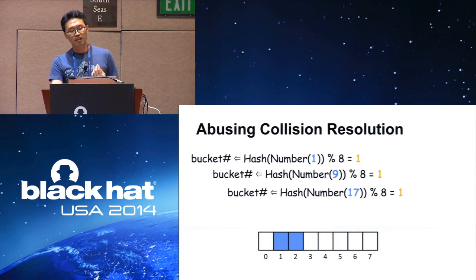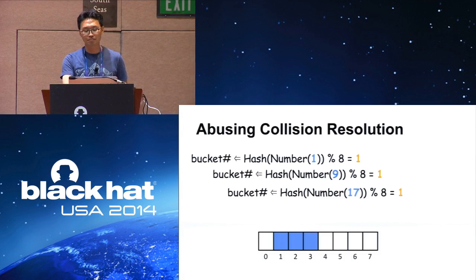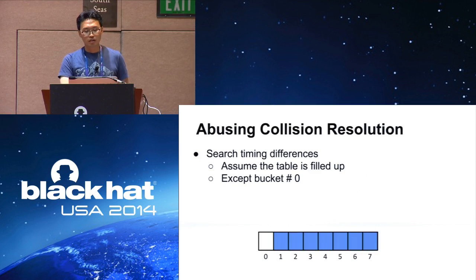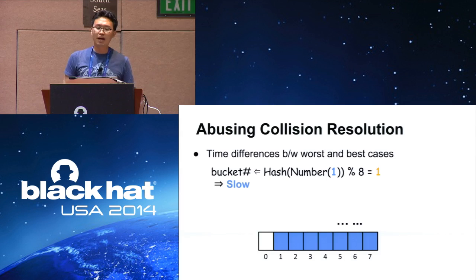And then if you again try to insert the number 17 object and take the mod 8, the number is still 1, so it will fill up bucket number 3. So how we are actually going to attack is by searching for timing differences. Let me assume that the table is already filled up, except bucket number 0. What we can do is some binary testing.